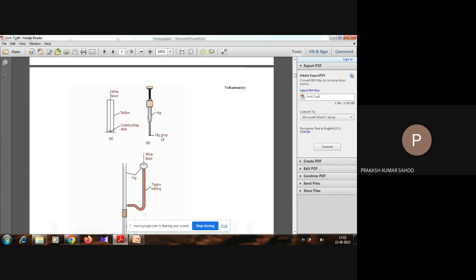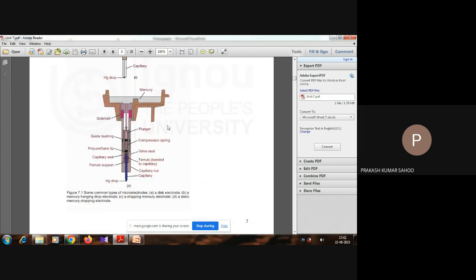Similarly, this is the dropping mercury electrode, DME, in which this is the mercury and this is a mercury drop here, in hanging position. That's why this is known as the hanging mercury drop electrode, that is HDME. The second one is this one, the hanging mercury drop, and the third one is the dropping mercury electrode.